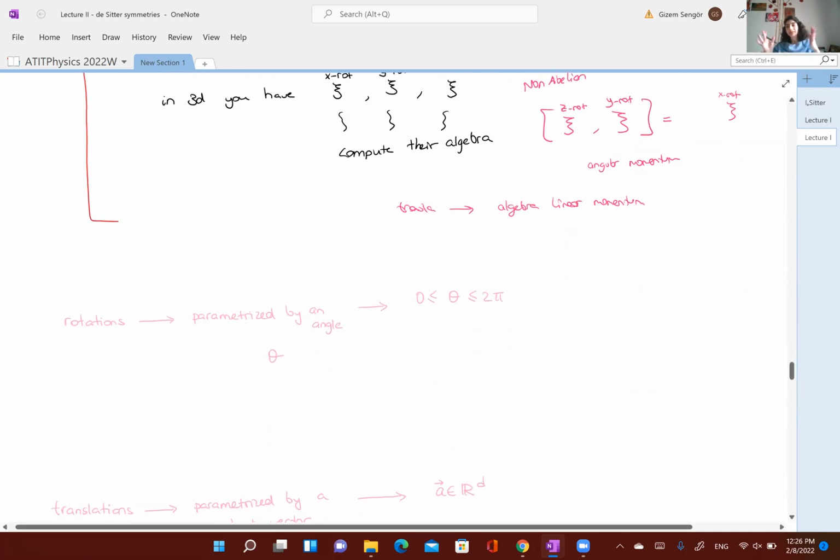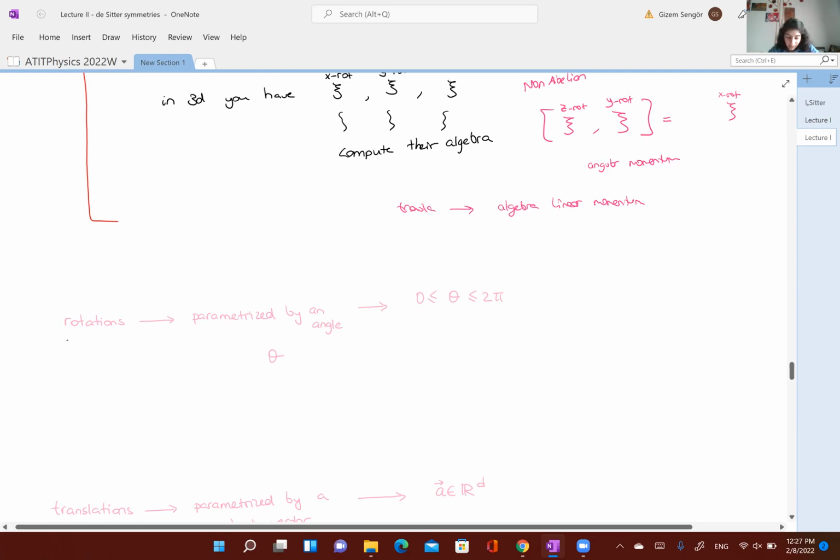Now we said we split groups into finite groups with a finite number of elements and discrete parameters, and continuous groups with infinite number of elements with continuous parameters. There is one more categorization.